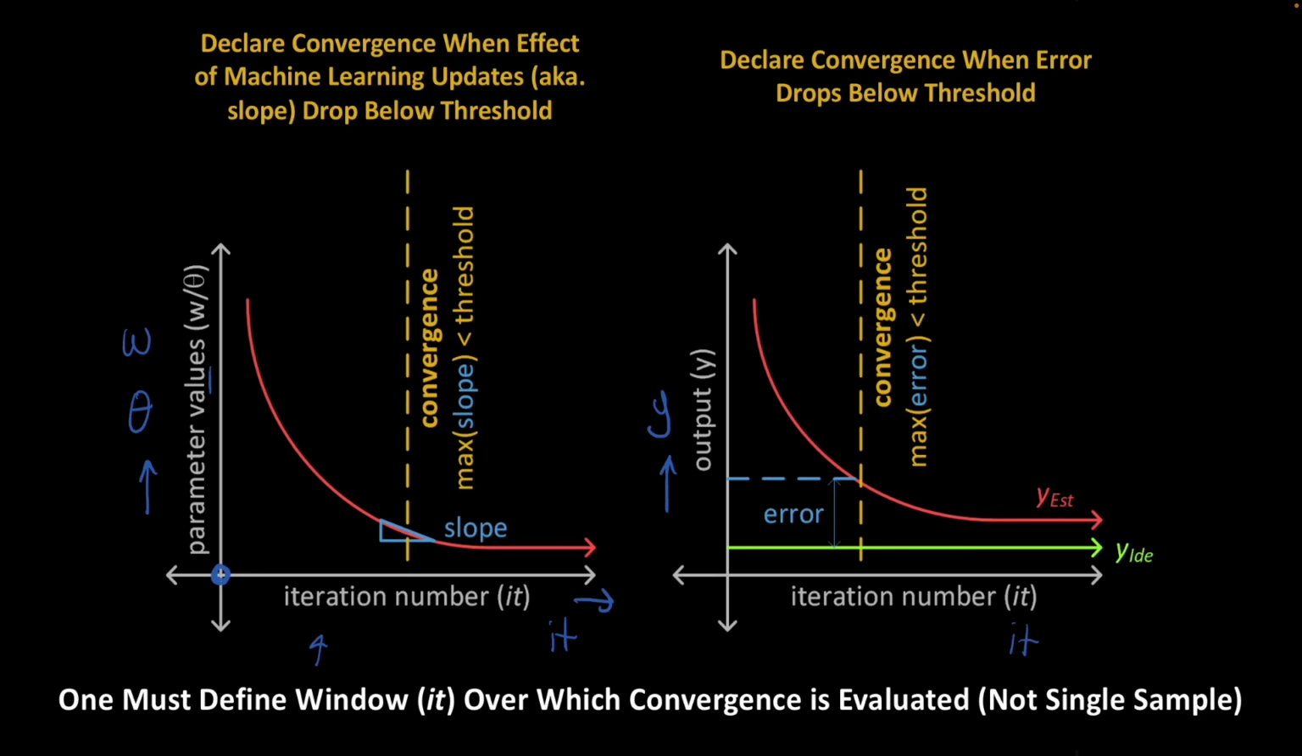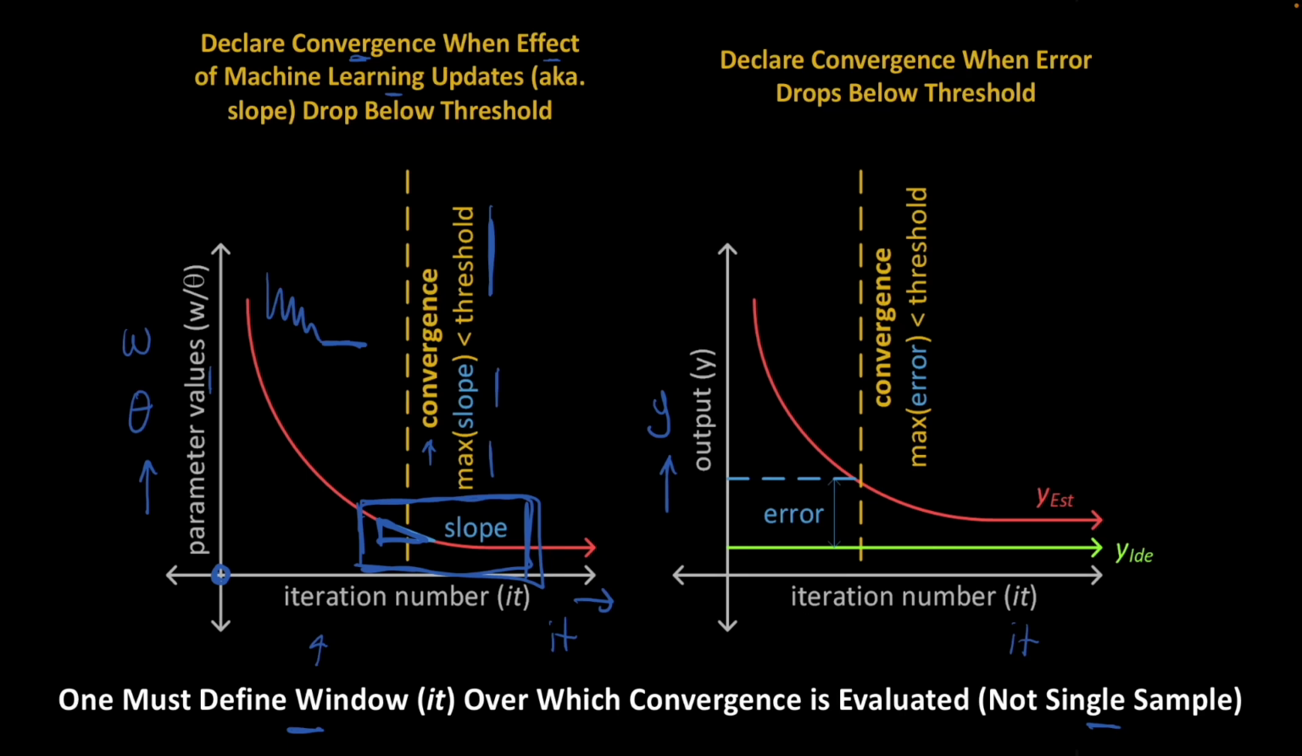So if we rely on the parameter values, we can declare convergence when the effect of machine learning updates, aka the slope here, drops below a threshold. What that means is that once the updates to the parameter values even out, and we don't see much change from one iteration to the next, that's an indicator that perhaps the training may have gotten as good as it's going to get. So convergence would be defined as the maximum slope within a given window, right? Because we must look at these values within a window. We don't want to rely on a single sample. Anything can happen for a single sample. But once the maximum slope within a given window drops below a certain threshold, that may be a clue that convergence has been reached, or that training is at least complete.